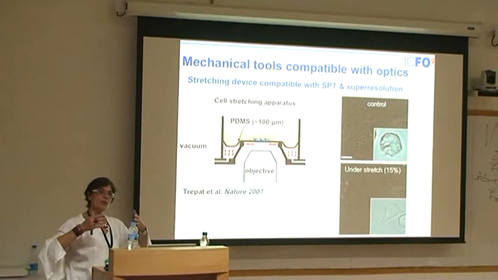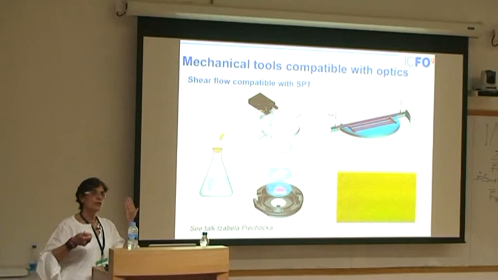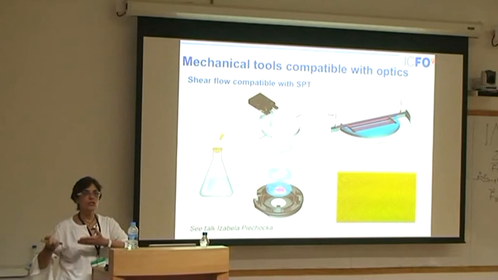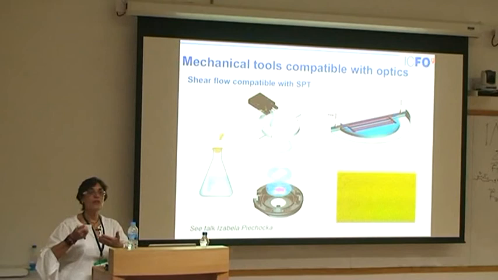So essentially the approaches that we're doing, and this now goes to your question, is that in some of the cases we apply either the stretch or, with Isabella, who will talk in her talk, shear flow. So she does the shear flow experiment, she fixes immediately, and then we take that to the setup. At the moment, there are some things that we can do on the living cell, for instance, single particle tracking. In other cases, we do it, then we fix, and then we look.